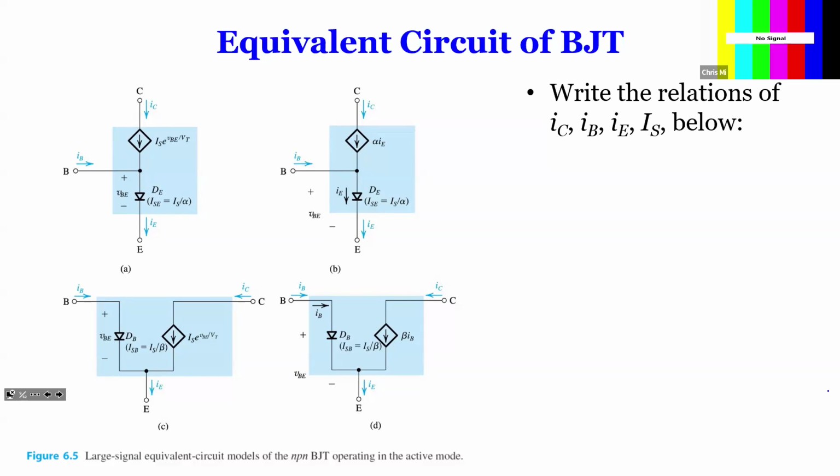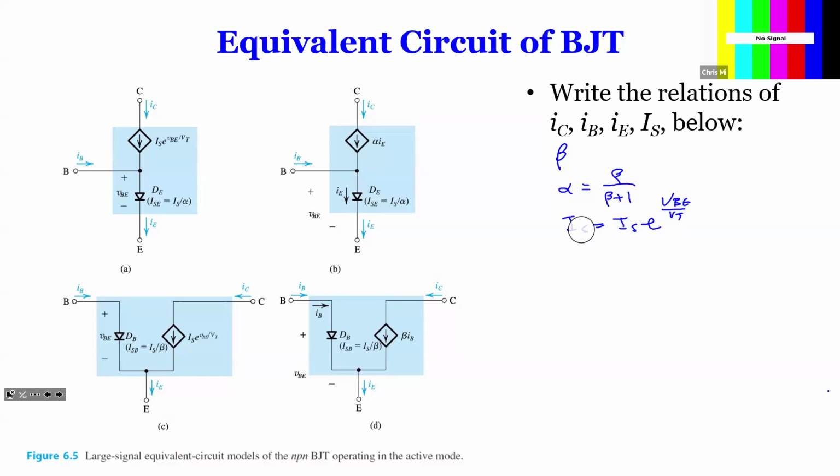Alpha is beta over beta plus 1, right? So if we summarize over here, if beta is given, then alpha equals beta over beta plus 1. If beta is 100, alpha is 0.99, right? Then you have IS equal to IC equal to IS times e to the power VB or VT. So that's the basic equation that you have for a BJT.